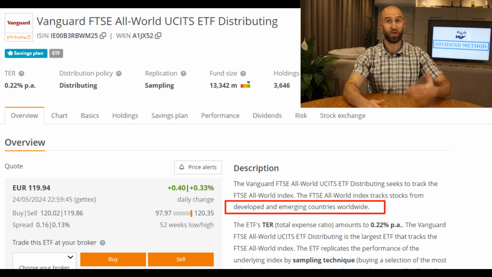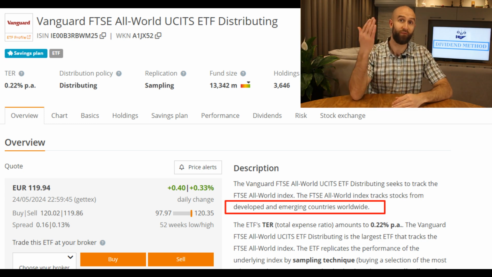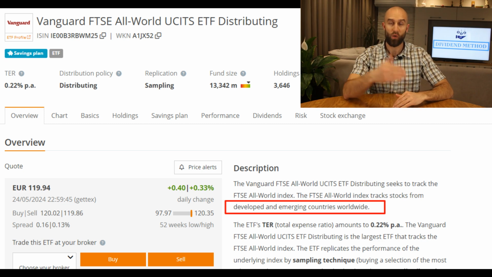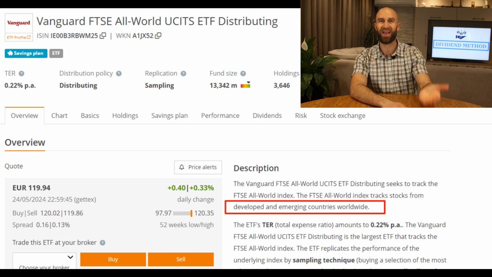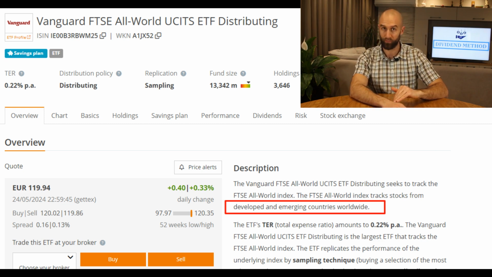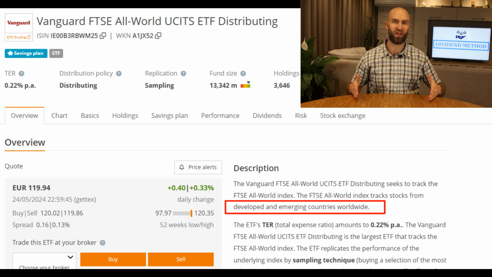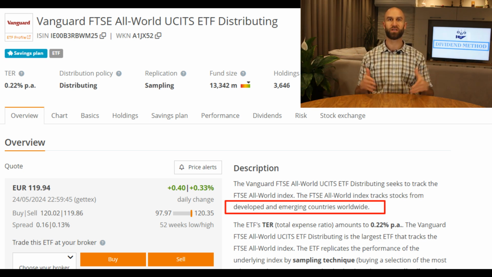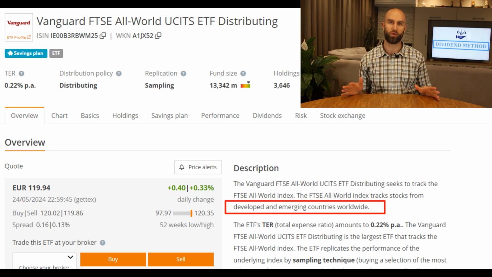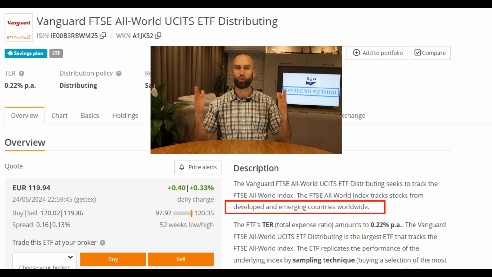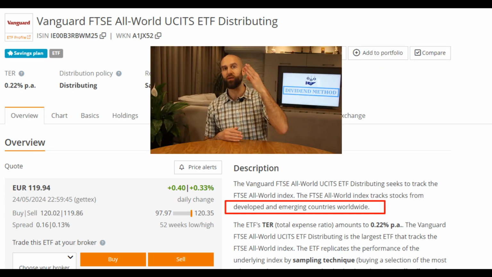On the other hand, you have ETFs like this one, the Vanguard FTSE All World ETF, which invests in both developed and emerging markets worldwide. This will be the widest possible ETF you can buy because it has over 3,600 stocks from all around the world. If a company gets big enough to actually matter, you will have it in this ETF.